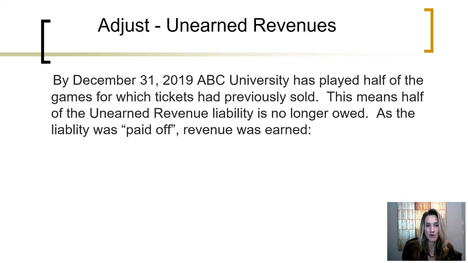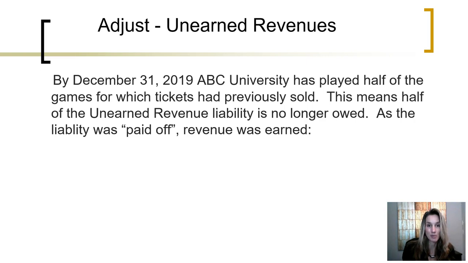It is now December 31st of 2019. ABC University has played half of the games for which the tickets had previously sold. This means that half of the unearned revenue liability is no longer owed. Essentially, it was paid off. The liability was paid off, earning the revenues.